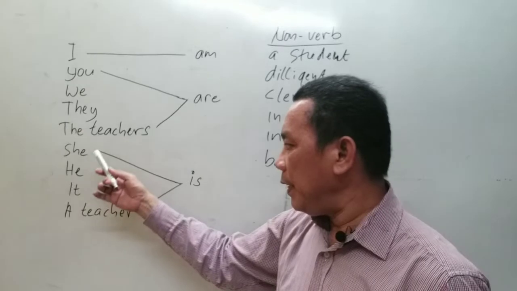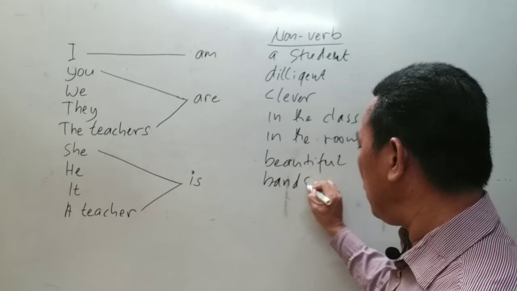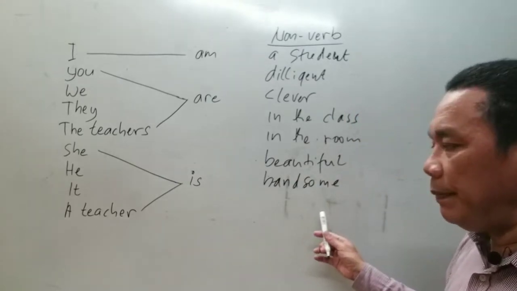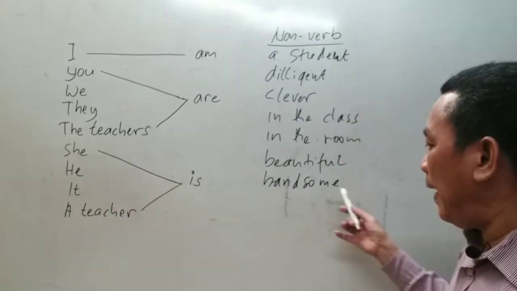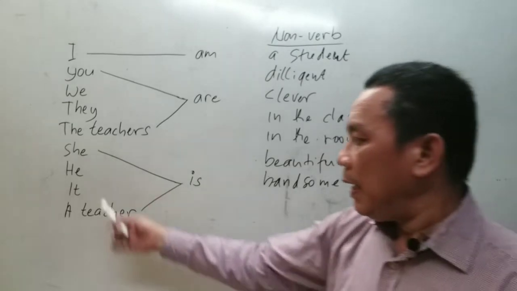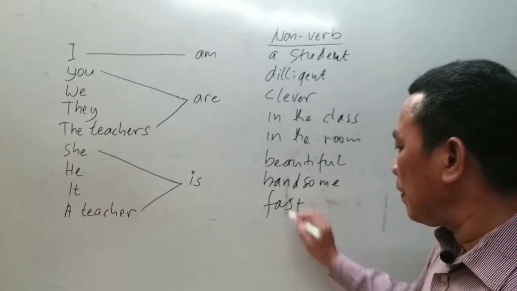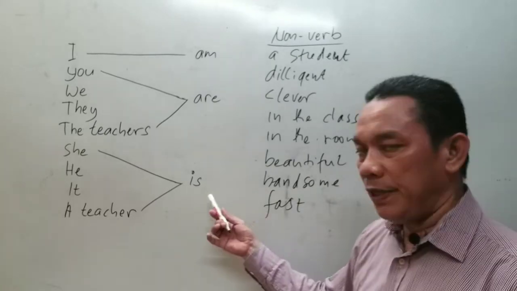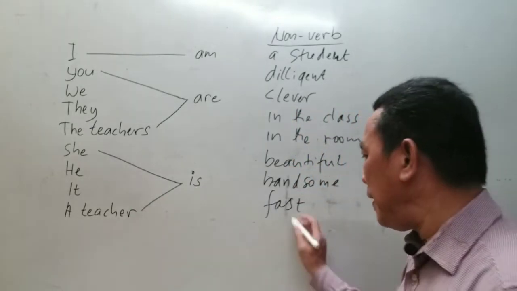Next example. He is handsome. Okay? Handsome is non-verb. Well, that's why I use to be is. He is handsome. It is fast. Fast is also non-verb. Well, that's why I use to be. It is fast. Now, a teacher is smart.